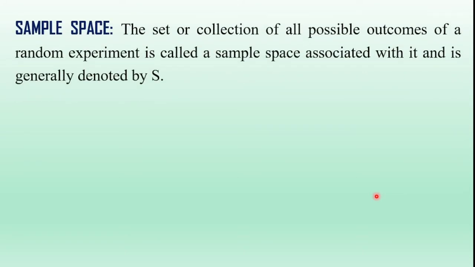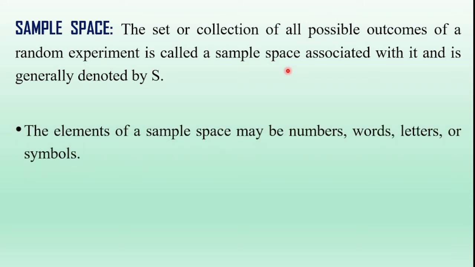The next terminology in probability is sample space. The sample space is a set that consists of all possible outcomes of a random experiment. And what is a random experiment? The outcome of a random experiment cannot be predicted with certainty, as already discussed. A sample space is a set that consists of all possible outcomes of a random experiment. Each outcome is called a sample point.